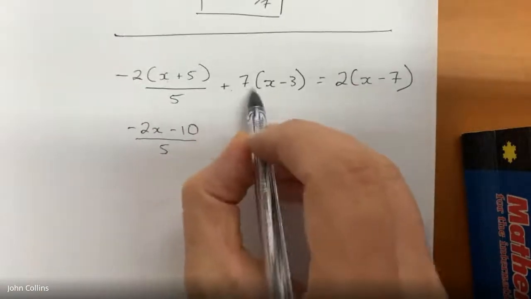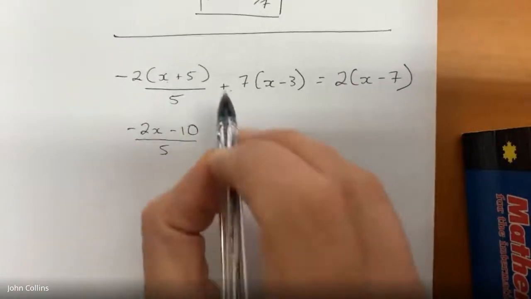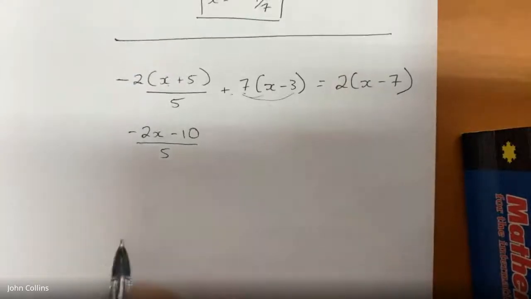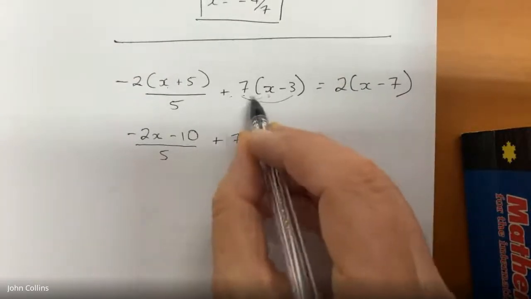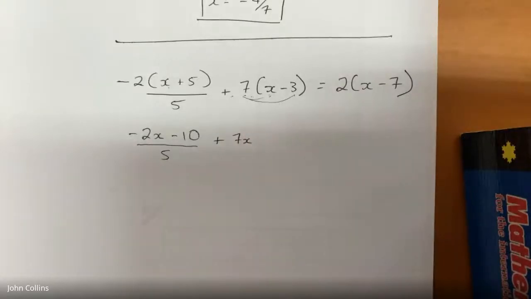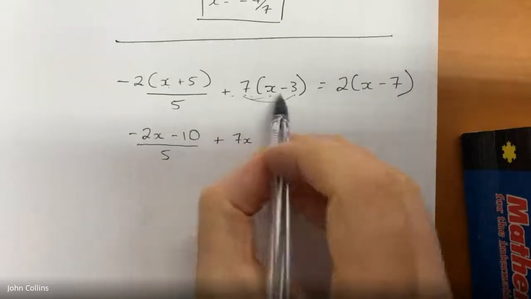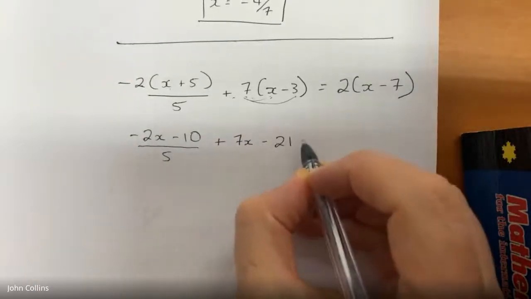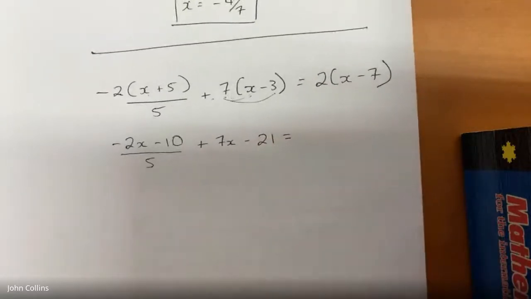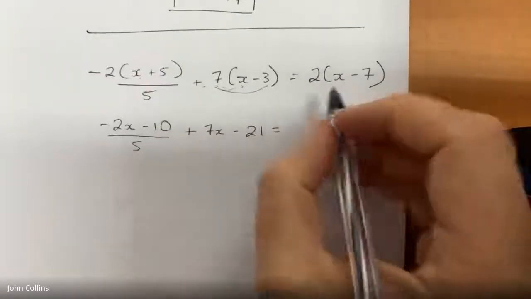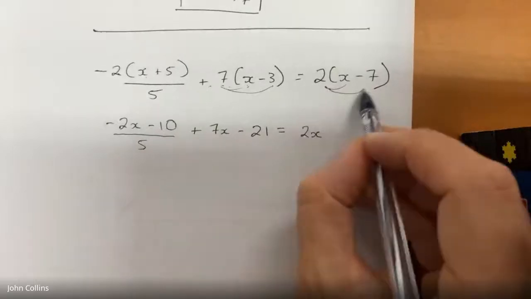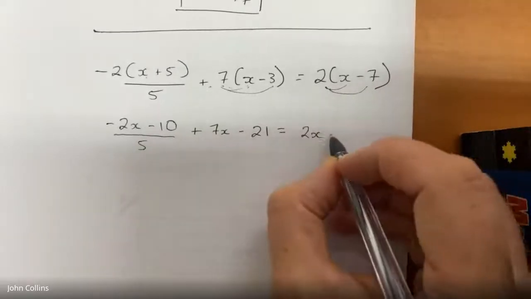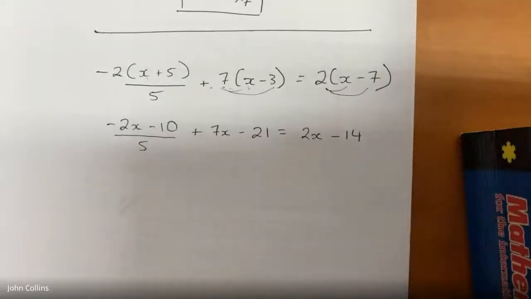I'm now going to multiply plus 7 by these two. Remember, it's called the distributive rule. Multiply by both. Plus 7x: 7 times x, and then 7 times 3, 21, plus times minus, minus, so it's minus 21, equals 2 times x, 2x, 2 times negative 7, negative 14. All right, it's already looking a little bit better.